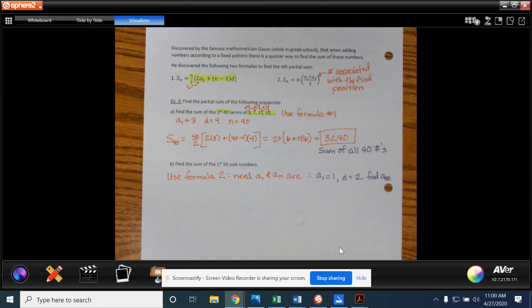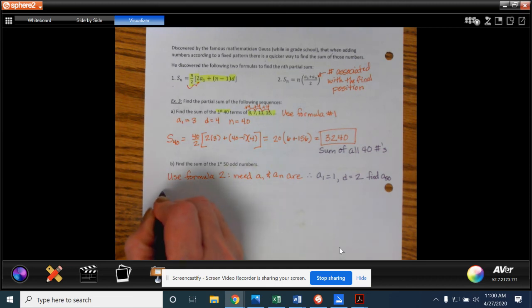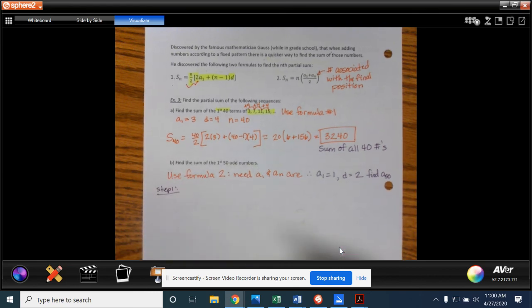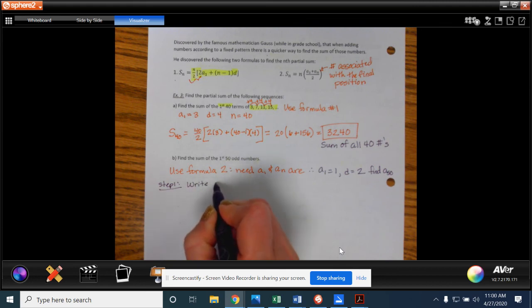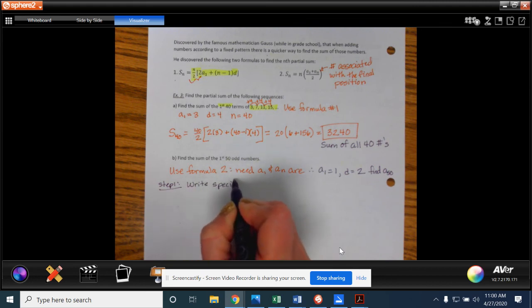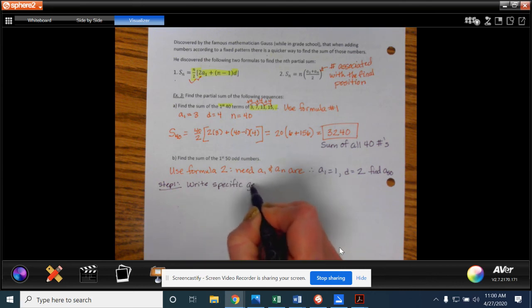Okay, so let's write our specific general form. This is step 1 of what I would do using this form, is to write a specific general form.